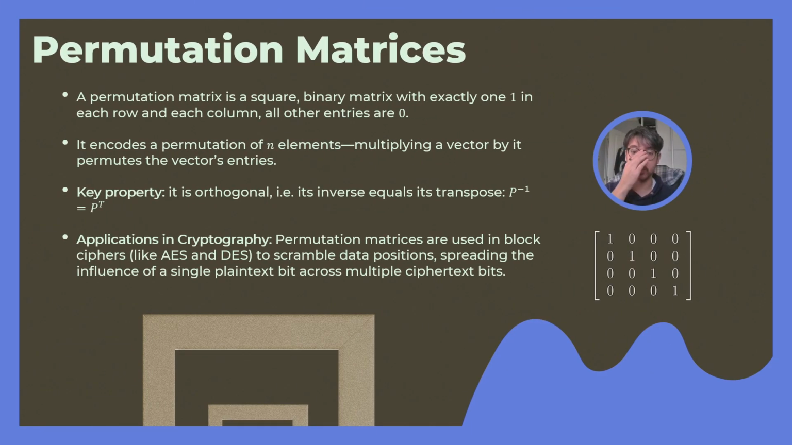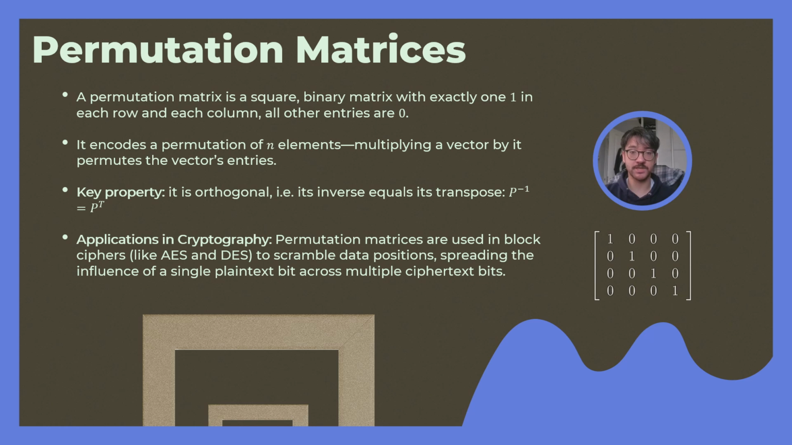This brings us to a special and highly structured class of matrices, permutation matrices. A permutation matrix is a square binary matrix that has exactly one entry of 1 in each row and each column, with all other entries being 0. Its relevance is direct. It provides a concrete matrix representation of a permutation of the order of n elements. Multiplying a vector by a permutation matrix permutes the vector's entries according to that specific arrangement.